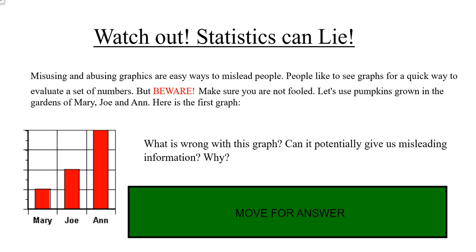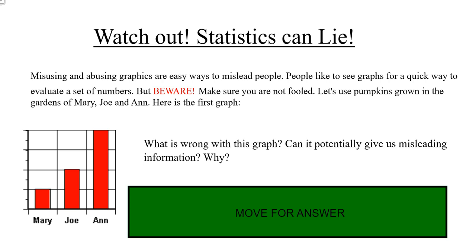There are all sorts of things you have to consider when you're looking at graphs, at data, at statistics. So let's look at an example here. When we look at this graph, it is about pumpkins in the garden. Each of these 3 people planted a pumpkin seed, and here is a graph of the pumpkin growth.